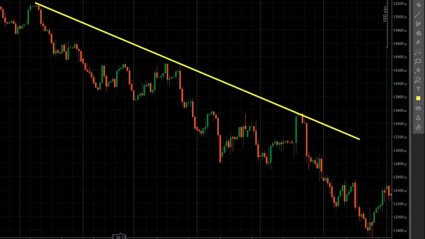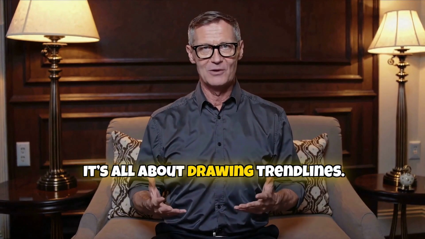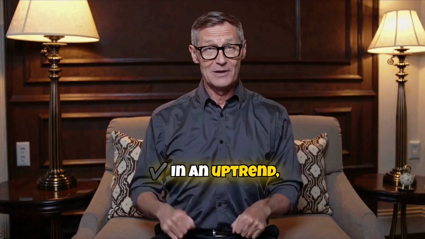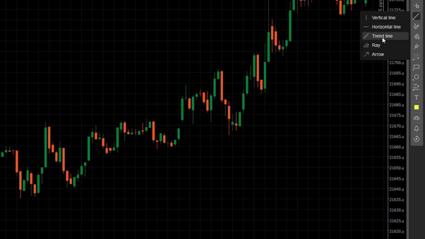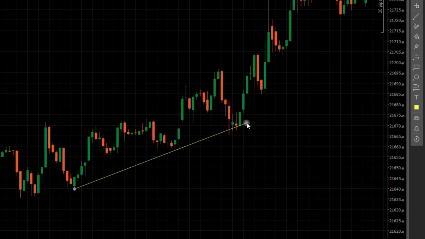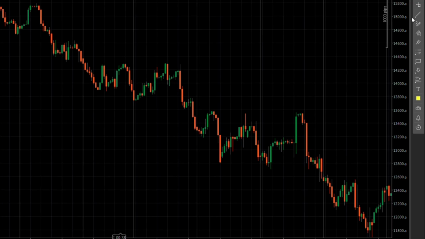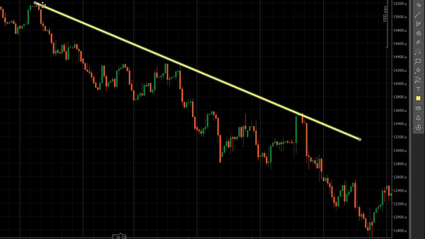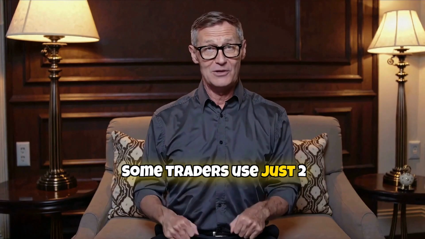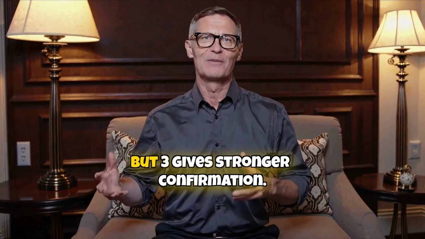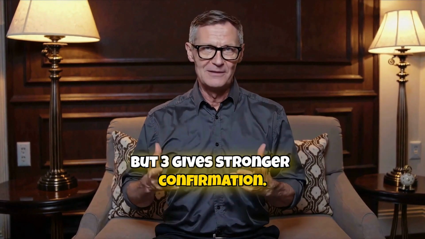How do you identify a trend? It's all about drawing trend lines. In an uptrend, connect the bottoms, also called higher lows. If you can draw a rising line across at least 3 lows, you've got an uptrend. In a downtrend, connect the tops or lower highs. If the line points down, it shows price is falling consistently. Some traders use just 2 points to draw a trend line, but 3 gives stronger confirmation.